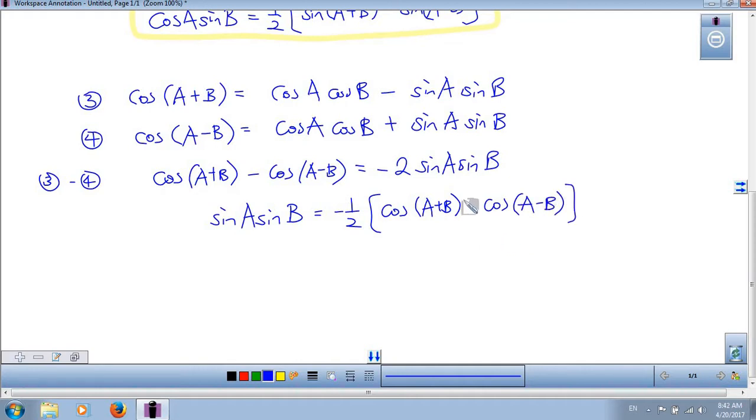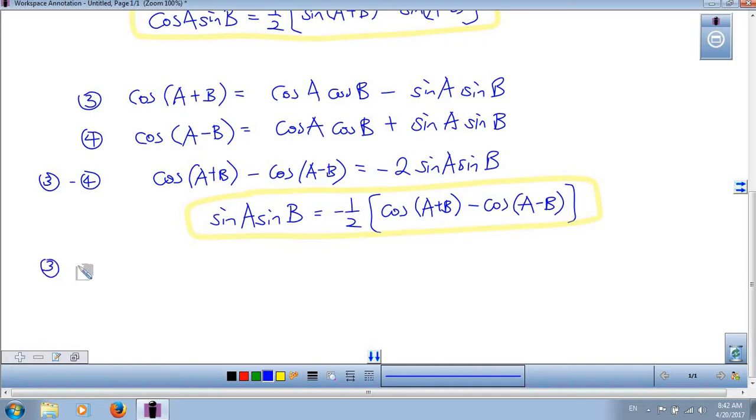Okay, so this is easier to remember, but I guess you could multiply the negative sign inside and then switch the cosine A minus B first. Put the cosine A minus B first instead of cosine A plus B minus cosine A minus B inside the parentheses. But we can use this, that's not a problem.